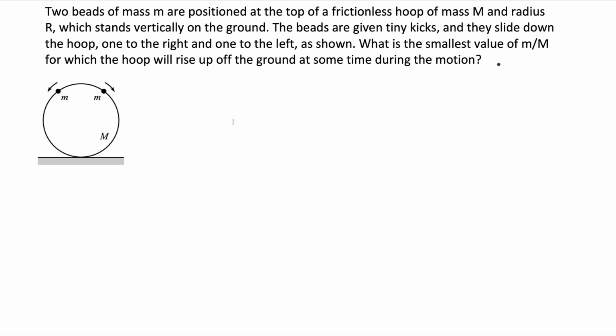When we give a tiny kick to these two little beads, they start sliding down. We need to find the smallest value of small m by M so that the hoop will rise up off the ground at some time during the motion. We also need to figure out at what angle theta, measured at the center from the vertical, the hoop will bounce off. So this is the problem.